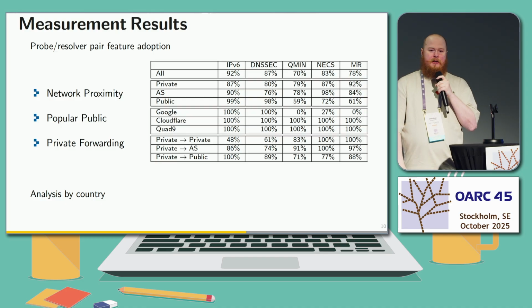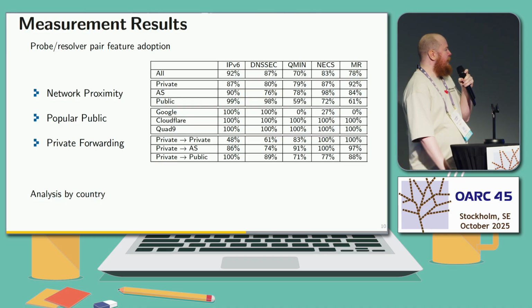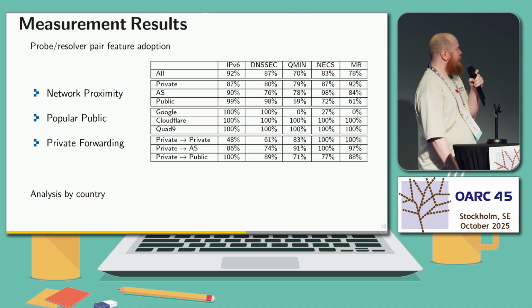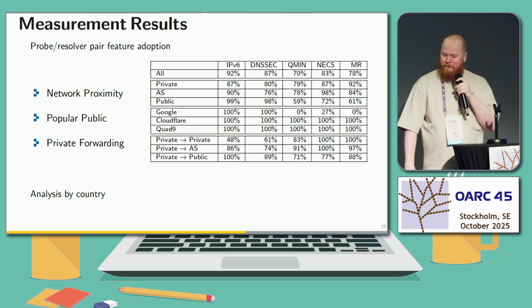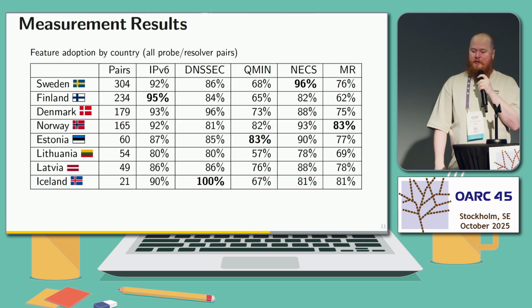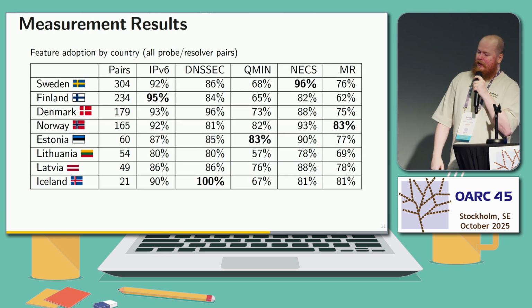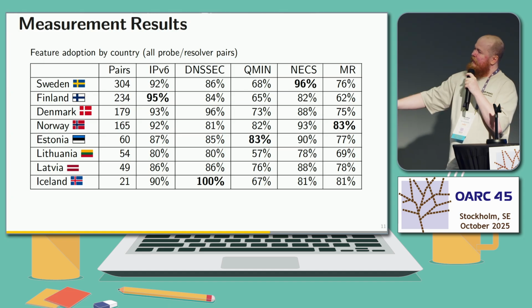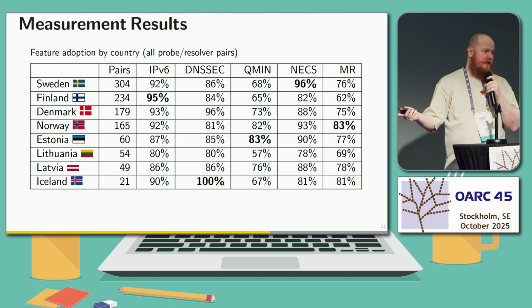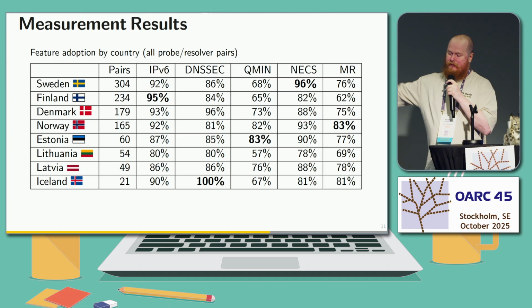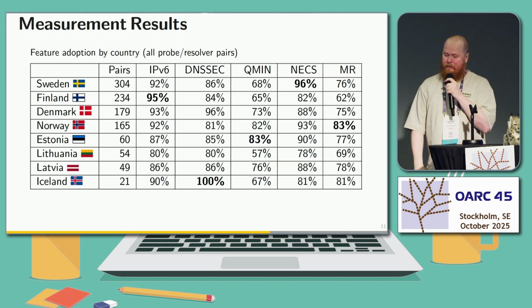Since we are looking at these Nordic and Baltic countries, you remember the flags, right? So we do some analysis by country as well. Here's the feature adoption by country. We have various numbers of pairs, which is important to keep in mind, but also various adoptions. Finland has a very high adoption of IPv6 capabilities, Iceland 100% DNSSEC, and so on. So we have some very nice high numbers here.